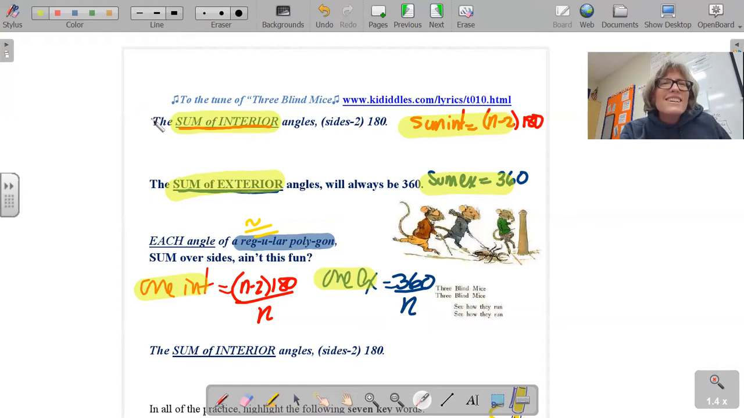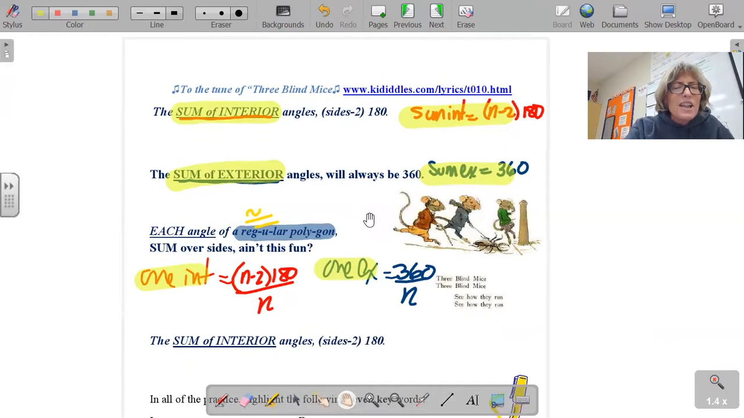The sum of interior angles, sides minus 2 times 180. The sum of exterior angles will always be 360. Each angle of a regular polygon, sum over sides, ain't this fun? The sum of interior angles, sides minus 2 times 180.